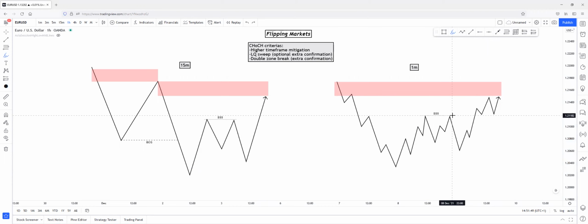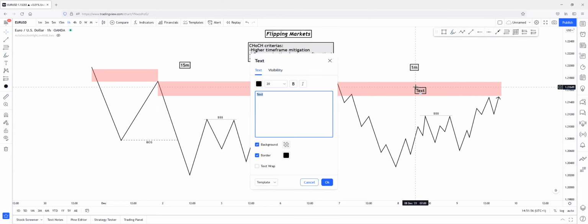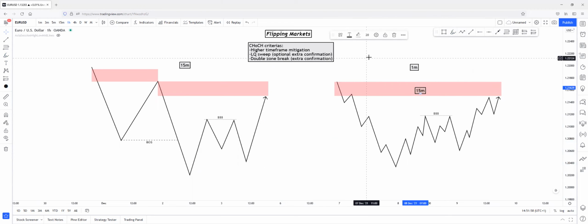The first criteria for the change of character is the higher time frame mitigation. As you can see, I will just write it here. This supply zone is the 15-minute supply zone. So on the 1-minute chart, a 15-minute supply zone will be a higher time frame mitigation. So if price steps into this supply zone, the first criteria will be fit. Okay, let's see the second criteria.